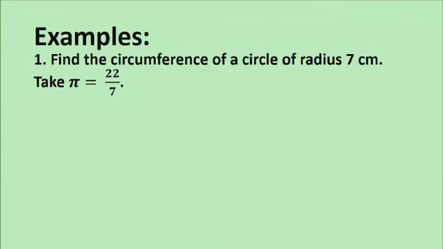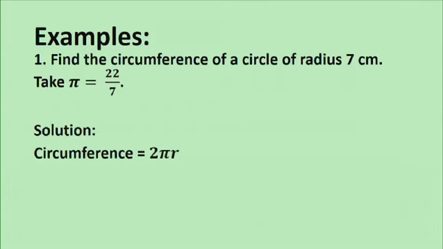Let's have a look at some examples. Find the circumference of a circle of radius 7 centimeters. Here we are going to take pi as 22/7. Using the formula circumference is equal to 2 pi r, substituting the values, we get 2 multiplied by 22/7 multiplied by 7, which gives us 44 centimeters. That is, the circumference is equal to 44 centimeters.